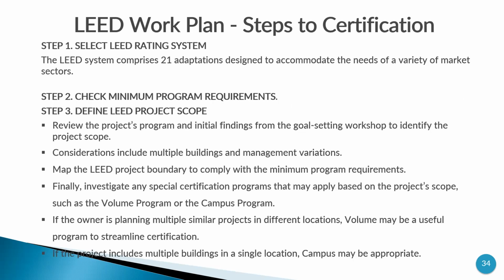LEED work plan. What are the steps to certification? First, select LEED rating system. You can select LEED rating system from any of these adaptations. Second, check minimum program requirements, which we have seen already. Then define the LEED project scope. That is, review the project program and initial findings from the goal setting workshop.